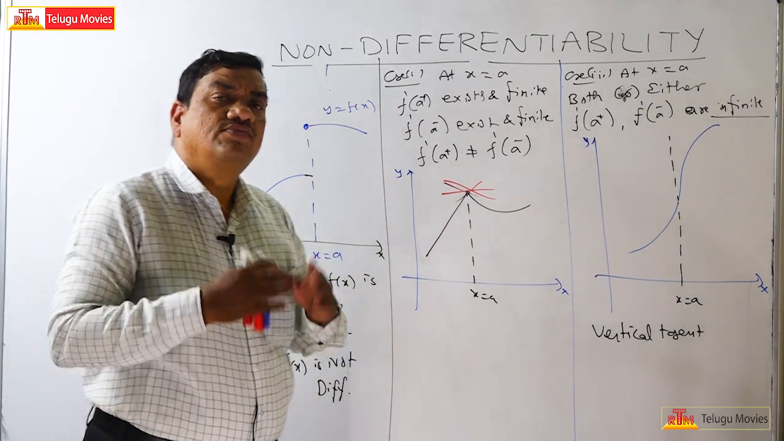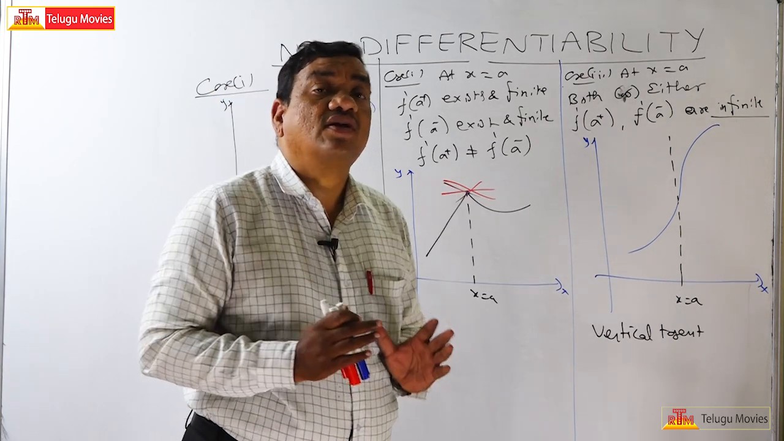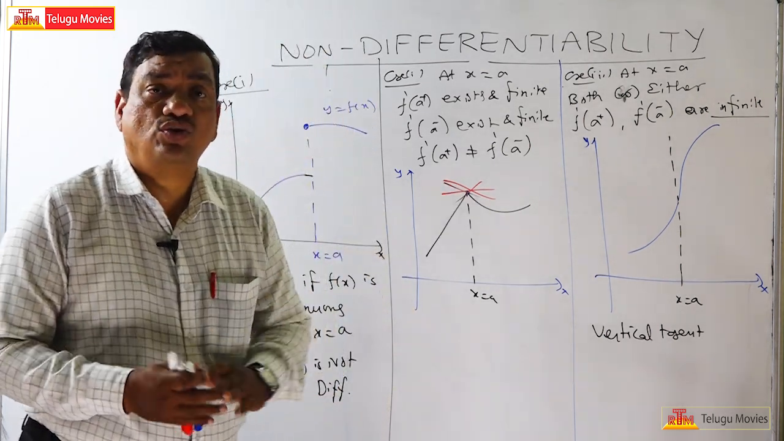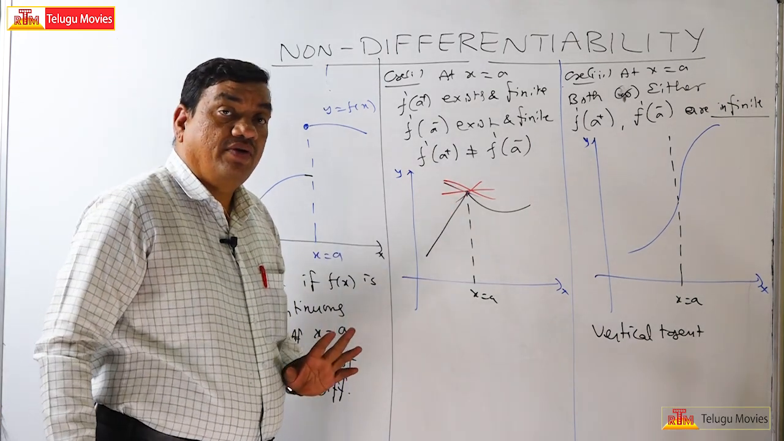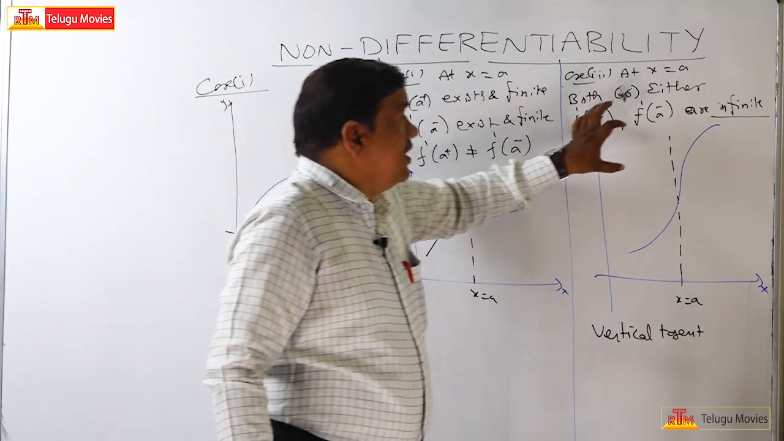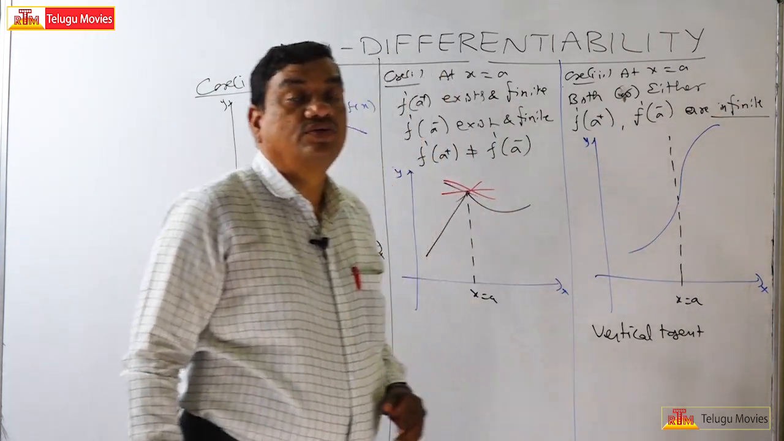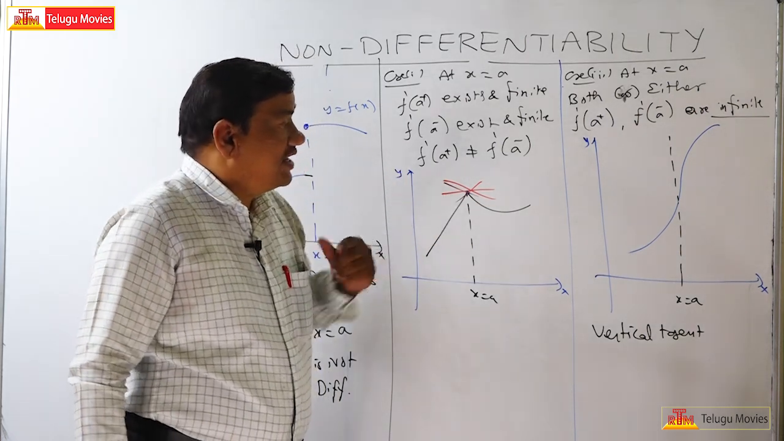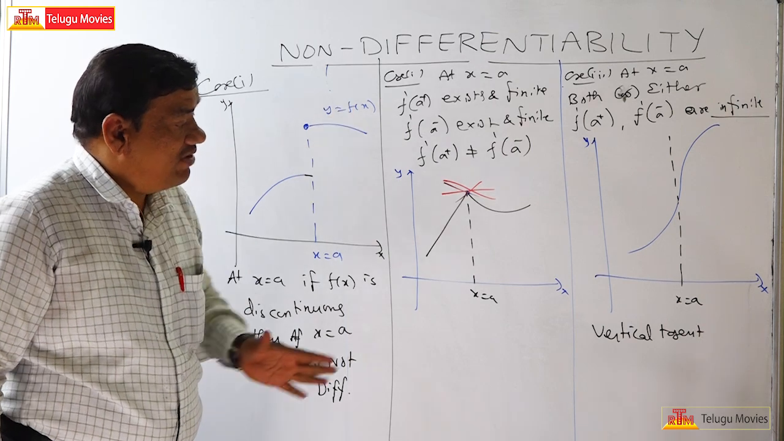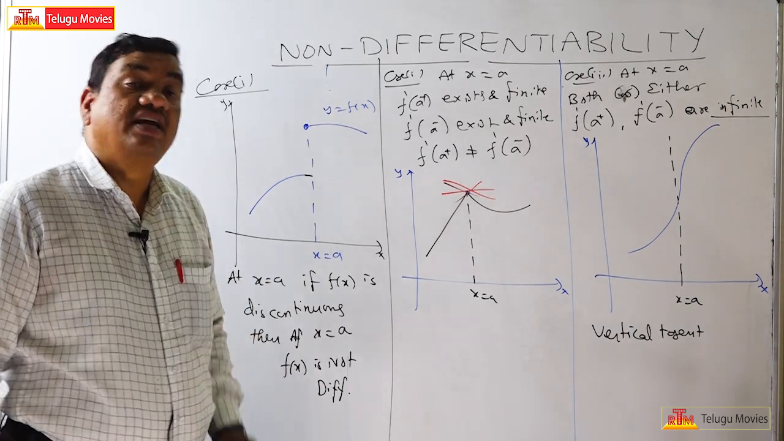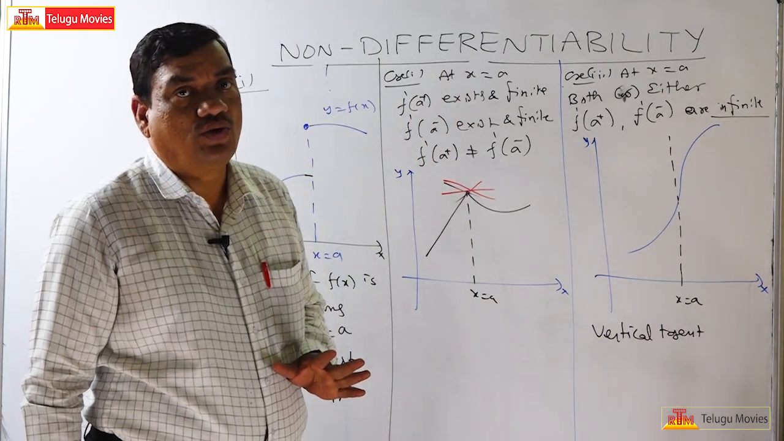Finite value means 5, 6, 30, root 2, root 5, 7 by 8, like that. One particular value you have to get, minus root 2, minus root 5, like that. Here the limits exist but they should be infinite. So if either of the limits is infinite, then at that particular point x is equal to a, we have a vertical tangent. Hence we can say that the function is not differentiable at x is equal to a.